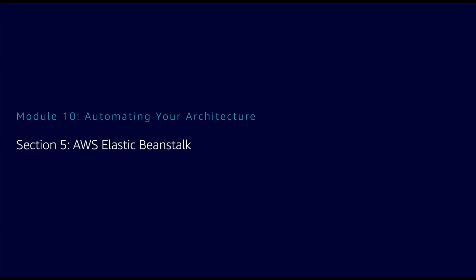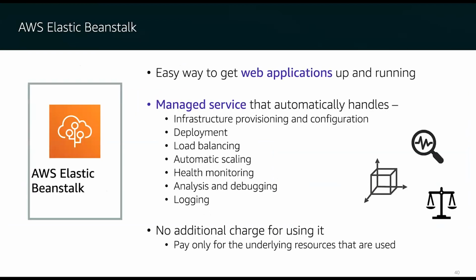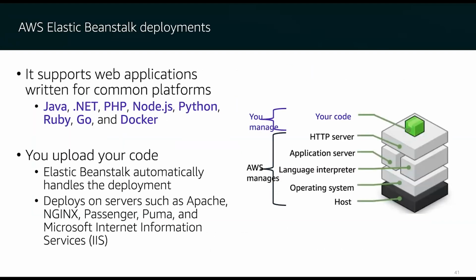In section 5 of the automation of your infrastructure, we are going to look at Beanstalk. We have discussed Beanstalk before, so just to review it quickly: managing the infrastructure around application deployment is a difficult task. It is time consuming, and you might have a lack of consistency. Elastic Beanstalk is another AWS compute service option. It is a platform as a service offering facilities for quick deployment, scaling, and management of your web application. It supports multiple languages like Java, .NET, PHP, Node.js, Python, Ruby, Go, and Docker.